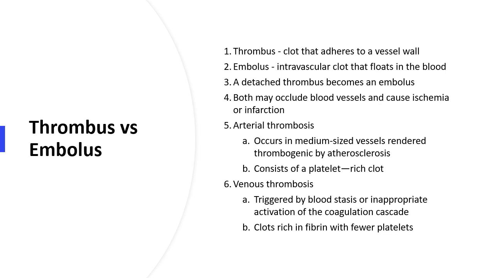Now, arterial thrombosis occurs in medium-sized vessels rendered thrombogenic by atherosclerosis. They consist of a platelet-rich clot. Meanwhile, venous thrombosis is triggered by blood stasis or inappropriate activation of the coagulation cascade. The clots are rich in fibrin with fewer platelets.